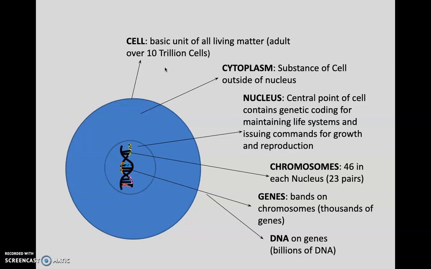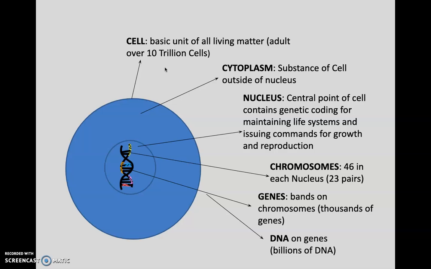Our chromosomes are inside of that nucleus. There are 46 chromosomes in each nucleus, and there are 23 pairs. So the chromosomes pair up inside of that nucleus. On those chromosomes, we have bands known as our genes, and those genes contain our DNA.